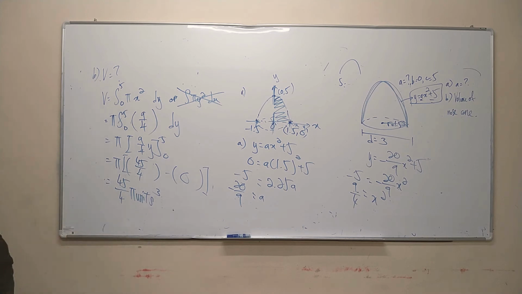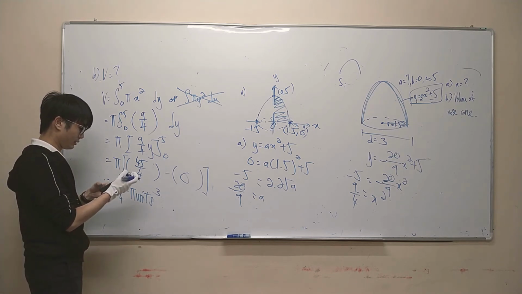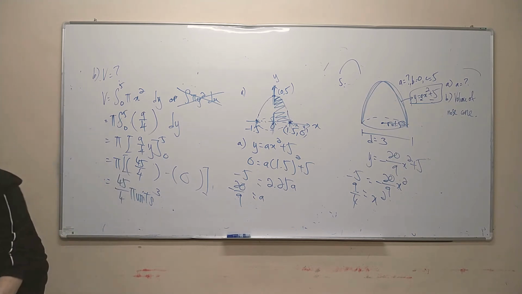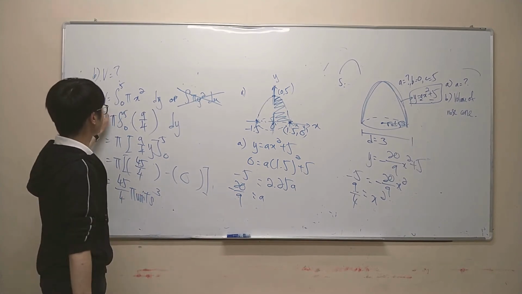Okay, let me check. This one is question 5. So the answer is... okay, I think I made a mistake here. Okay, did I make a mistake? Y equals 20 over 9. So they want to integrate here, right?